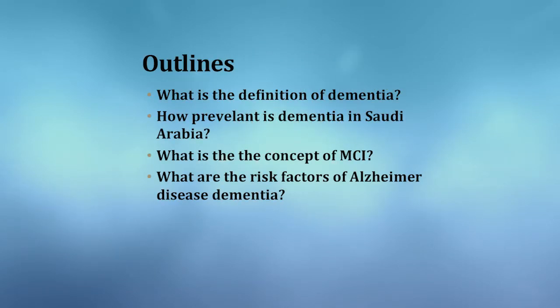What is the definition of dementia? How prevalent is dementia in Saudi Arabia? What is the concept of MCI, or mild cognitive impairment? What are the risk factors of Alzheimer's disease?